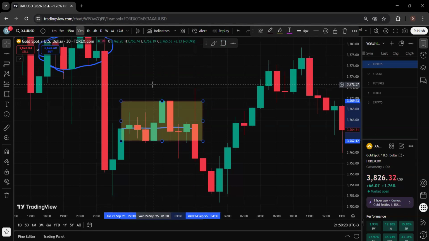Anyone with an issue on how to identify this consolidation? Do you have any problem? Anyone with a problem on how to identify a consolidating market? Please feel free to ask your questions.